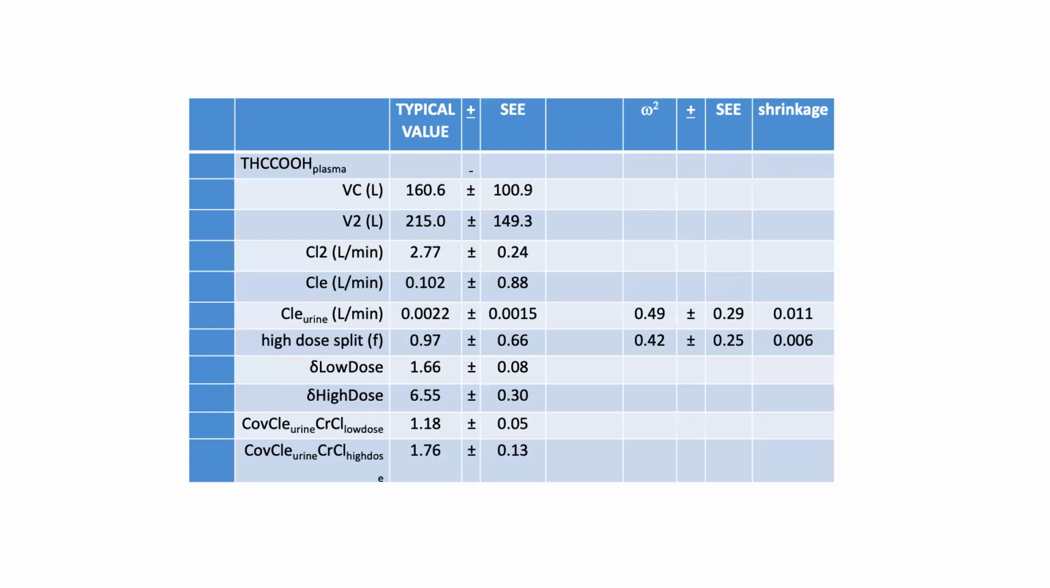This slide summarizes our parameters. As you can see, the two-compartment model for carboxy-THC has a very large volume of distribution. As we had noted previously, the elimination clearance is approximately the same as a glomerular filtration rate. However, only a very small fraction of that total clearance actually shows up in the urine.